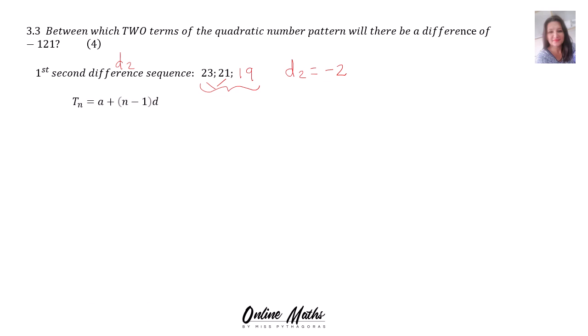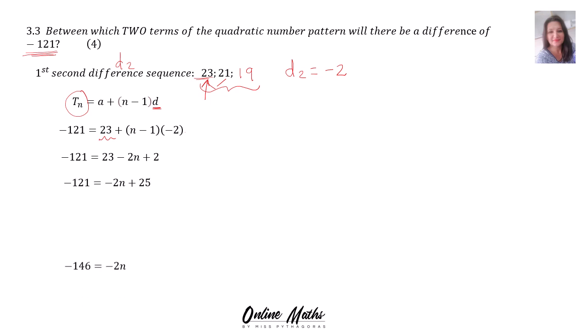So this forms a new little sequence, a new arithmetic sequence, and then there's the formula that you're going to use. Tn says the value of that term is -121, and then A's value is the first term of this new sequence of yours, and then the D value you worked out was -2. When you substitute, you work out n, and you find that n is 73.